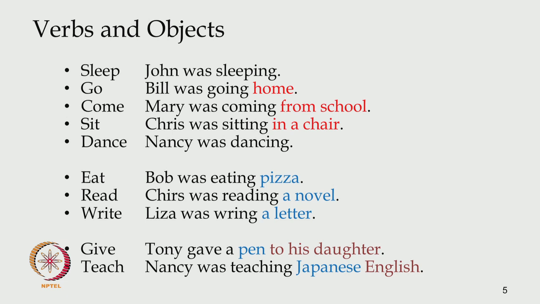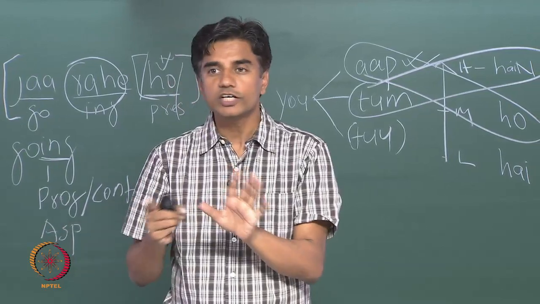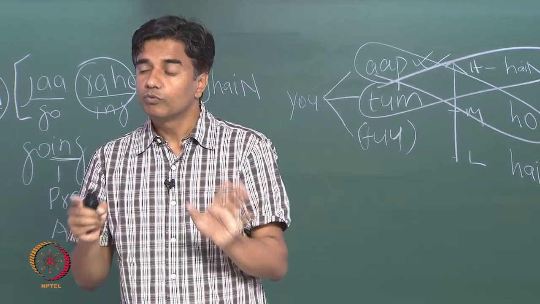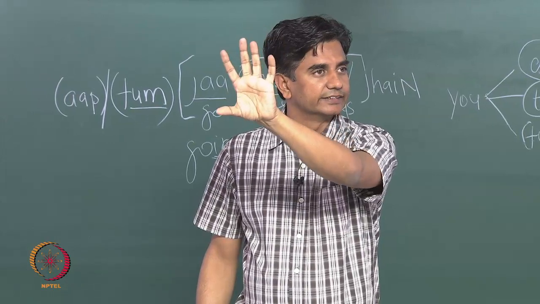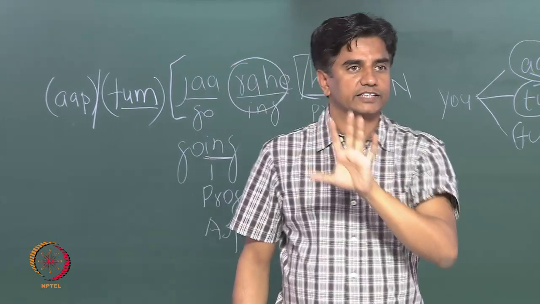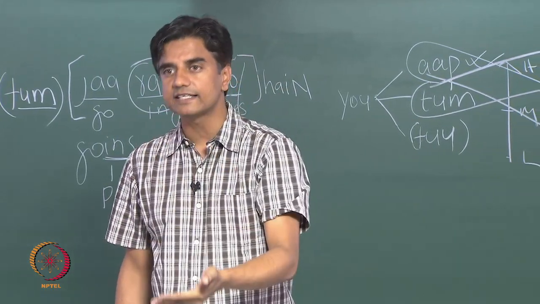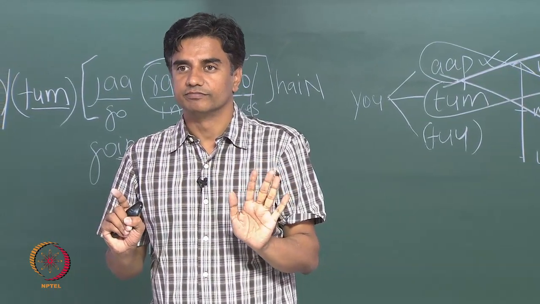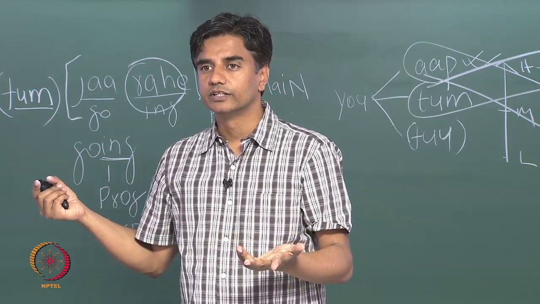John was sleeping. No object. Bill was going home. You see a noun after the verb go, right? Which is home, but it's not an object of this verb, which even complicates the problem. This is why I have highlighted these words in red. They are not objects. But the first sentence is at least simpler, in that there is no object. In the second one, you have something, and still we are saying that's not an object. The level of complexity is just higher. How do I know?